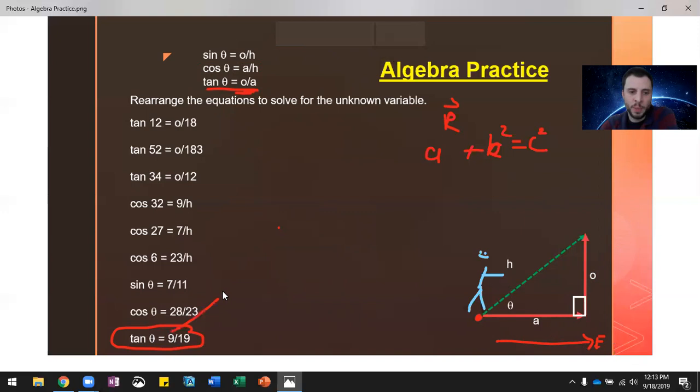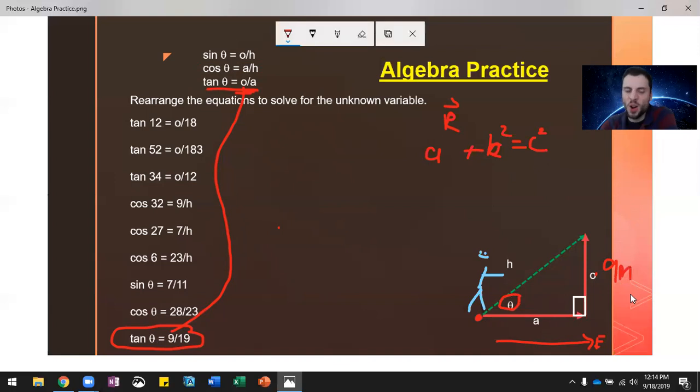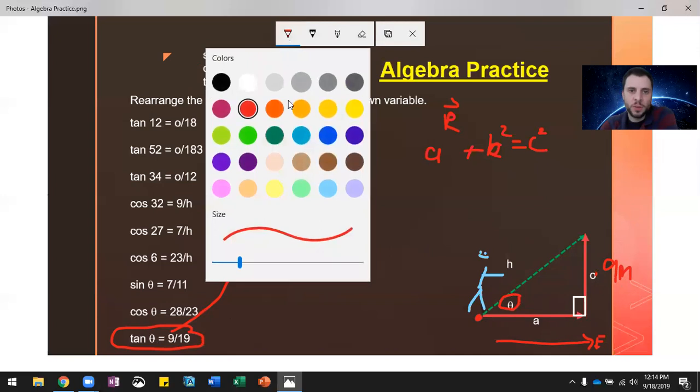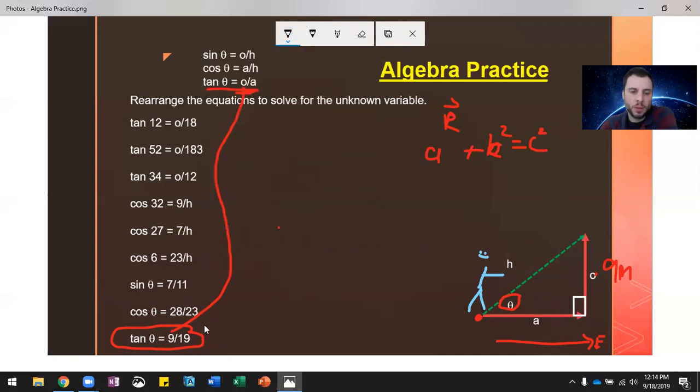Well, we can come up here and we can see that 9 would be the opposite, and the opposite side of our angle theta is right over here. It's labeled, and that is 9 meters. Kind of far, but not too far. And so then our adjacent would be 19 meters.